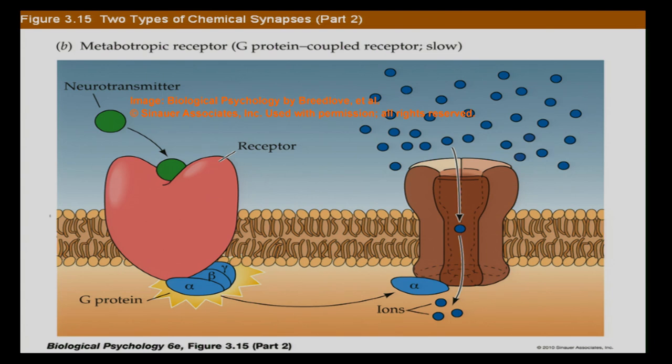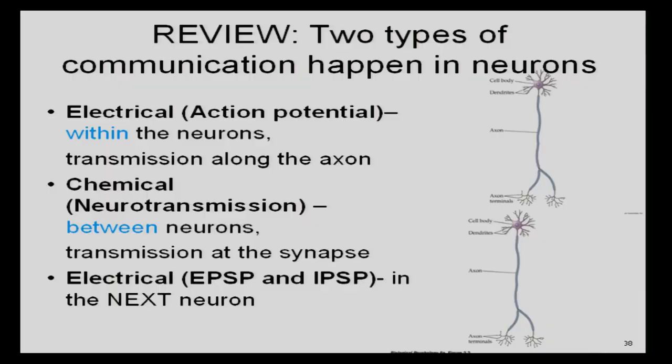Interestingly, you can mess with this process in different ways by activating the G proteins, by slowing down the G proteins, and you can imagine different ways you can slow down or even speed up the effect of these metabotropic receptors. Okay, so we've reached the end of our big review of communication, the major mode of communication.